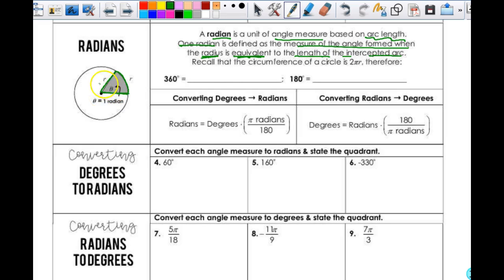Recall that the circumference of a circle is 2 pi r. So from here, the distance all the way around the circle is 2 pi r. Does that make sense to you? We talk a lot about the unit circle. The unit circle has a radius of 1. So if my radius is 1 and the circumference formula is 2 pi r, what's the circumference of the circle?